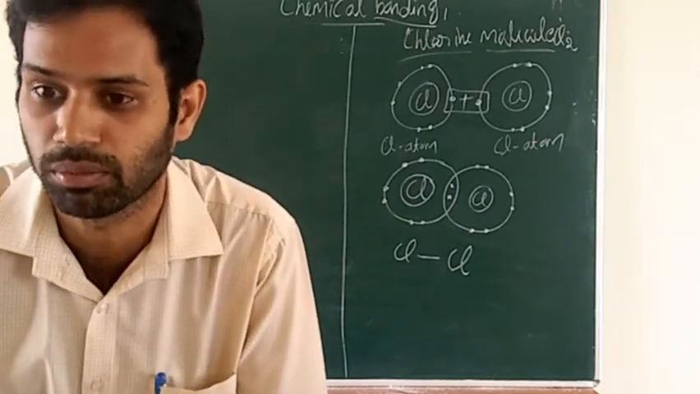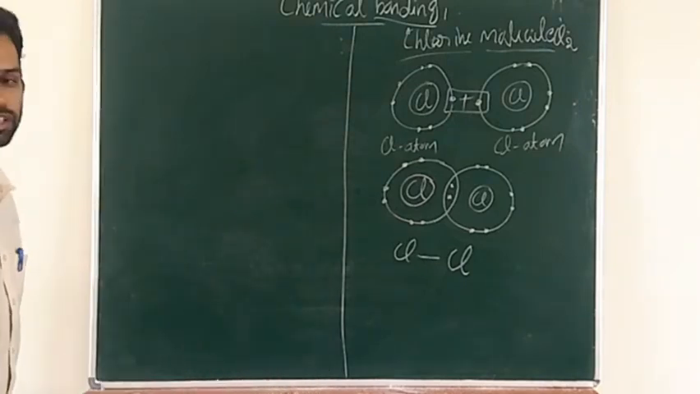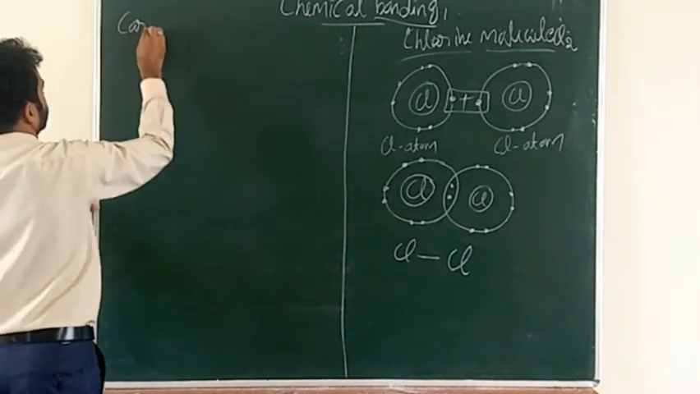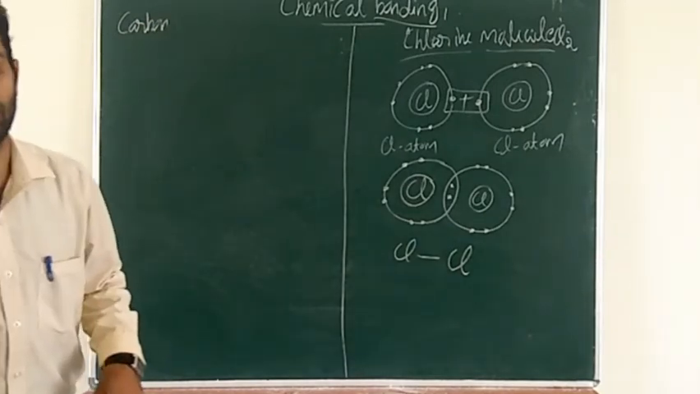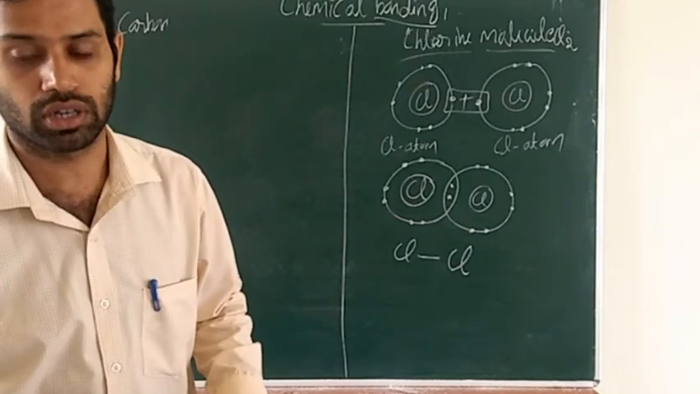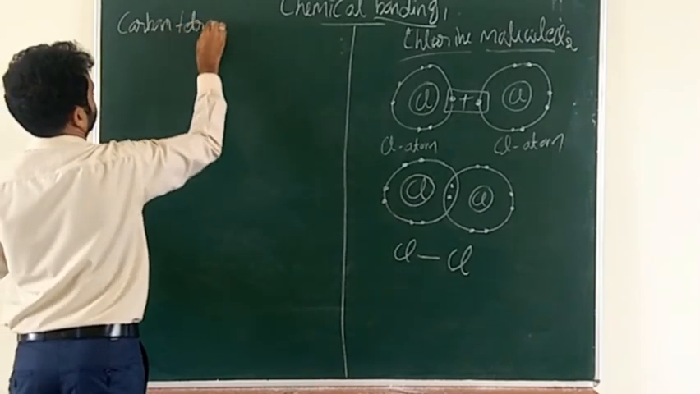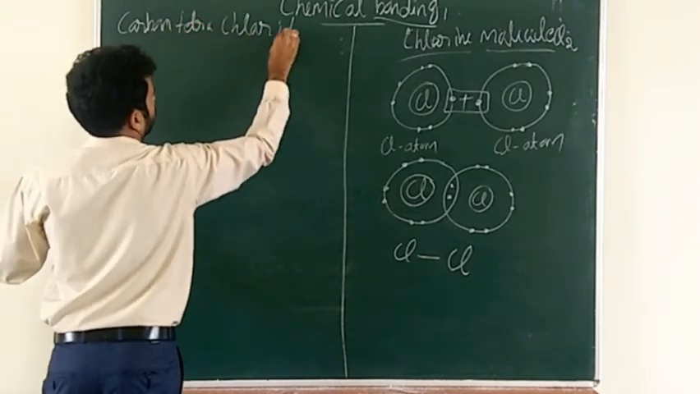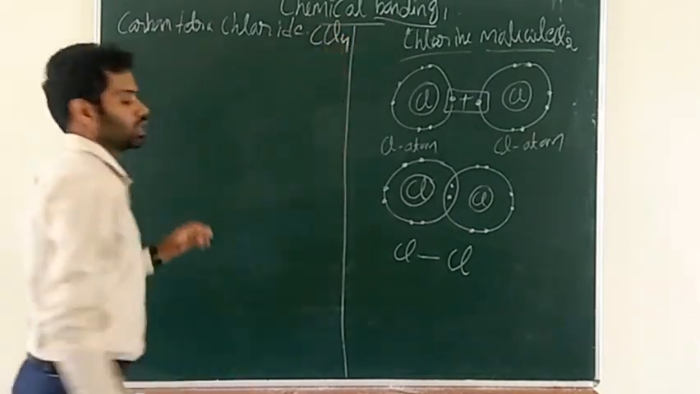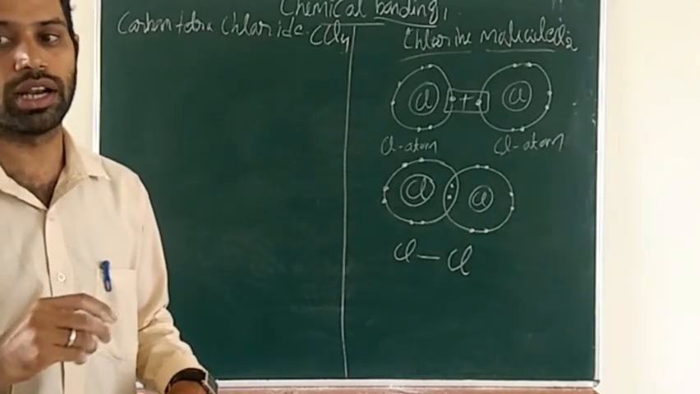Next, one more example. CCl4 is the molecular formula of carbon tetrachloride. How is covalent bond formed, and how to write the structure using the bonds? CCl3 is chloroform, not carbon tetrachloride. CCl4, carbon tetrachloride. One carbon atom and four chlorine atoms are there.